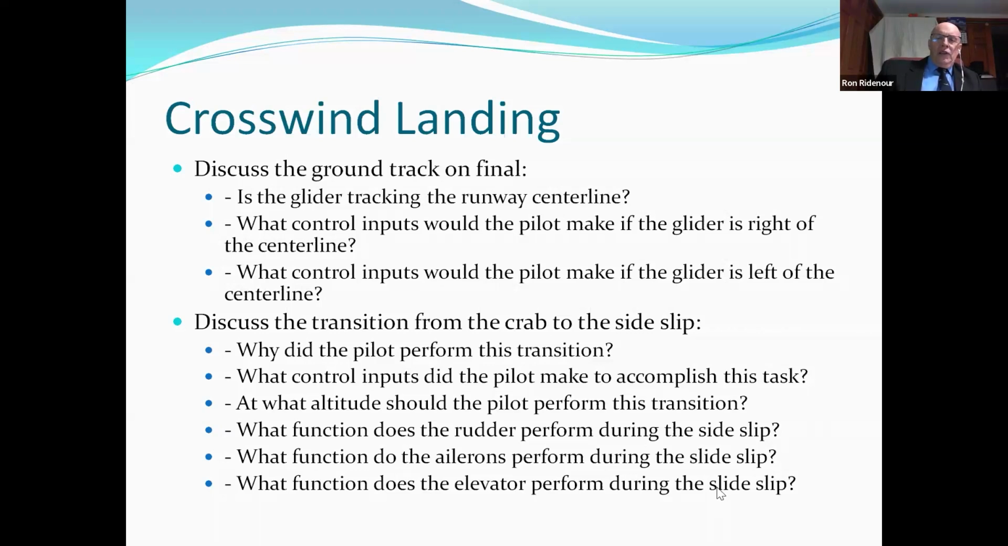So once you get down to the end of the road, you turn around and you come back along the road in the opposite direction. You can practice these crosswind techniques from a crab to a side slip to a forward slip in the opposite direction.